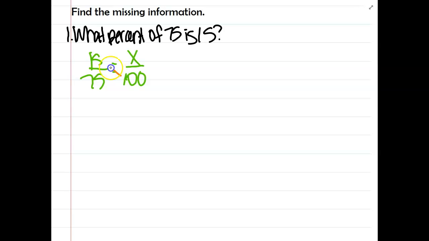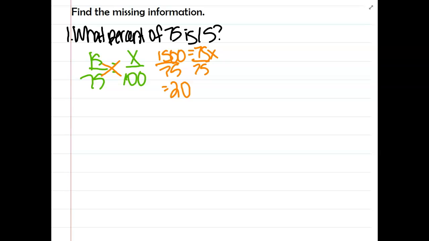So we're going to use cross products. 15 times 100 is 1,500. Multiply up and across the other way. 75 times x is 75x. And then to solve for x, divide by 75. When you do that, you are going to get 20.